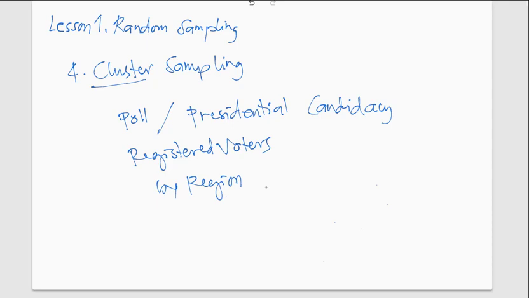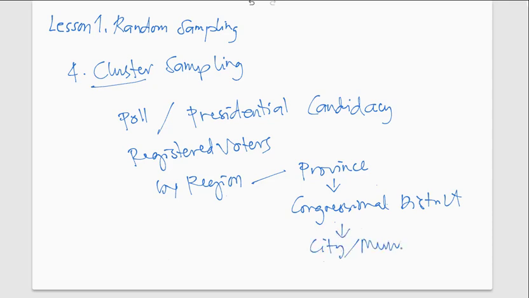And then, after by region, siguro by province, tapos by congressional district siguro, no? And then, siguro, by city or municipality. And then, pwede rin siguro hanggang barangay, no? So, para magliit ng magliit, at hindi ka masyadong mahirapan kasi napaka-impractical kung lahat, 'di ba, ng registered voters ay tatanungin mo about a poll, about the presidential candidacy.